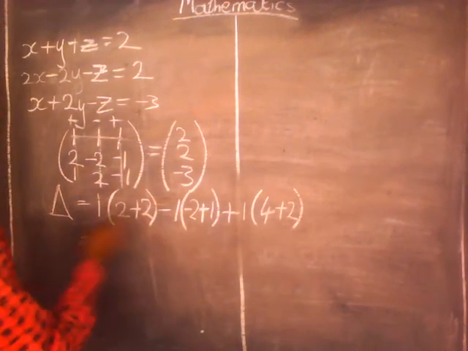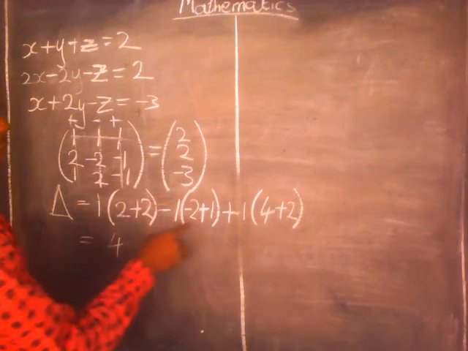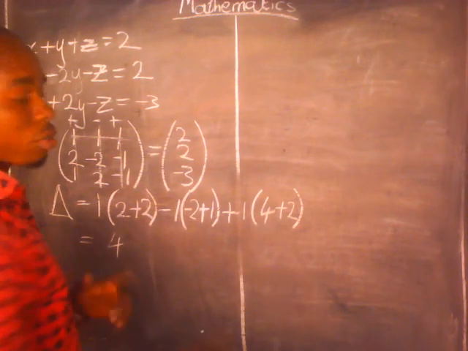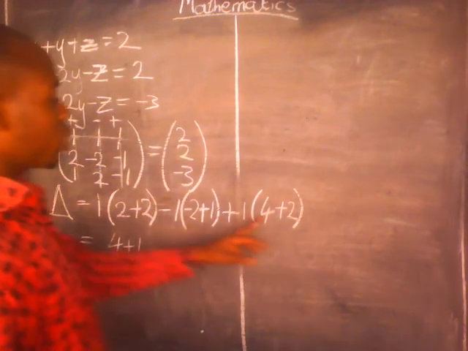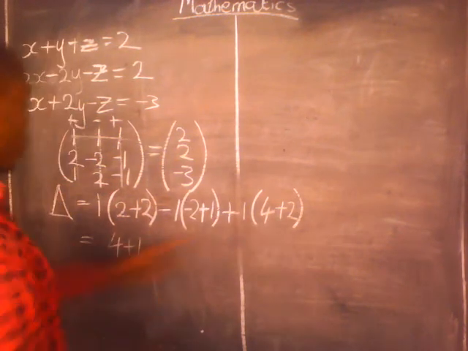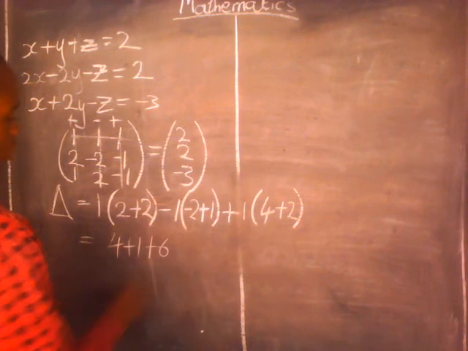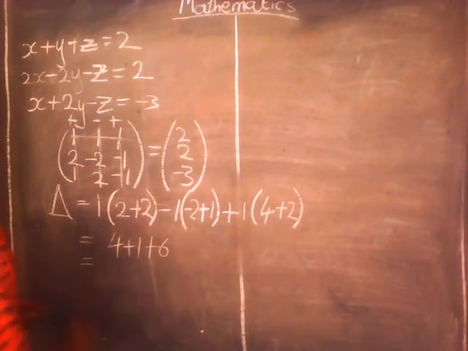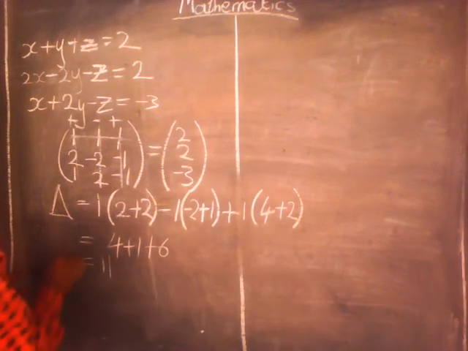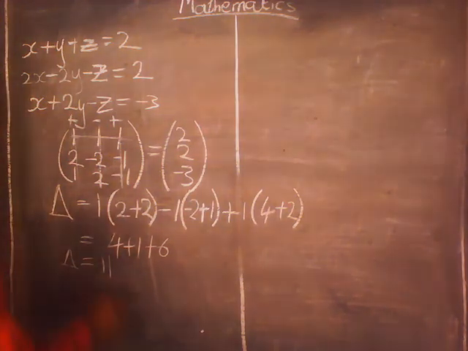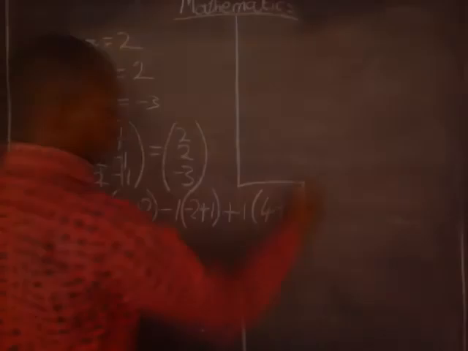We'll be having 2 plus 2 is 4 times 1, we have 4. Minus 2 plus 1 gives us minus 1 times minus 1 gives us plus 1. 4 plus 2 gives us 6 times 1 gives us 6. So if I calculate this, my determinant will be 4 plus 6, which is 10, plus 1, 11. Therefore my determinant, which I'm going to use in solving for the values of x, y, z, is equal to 11.